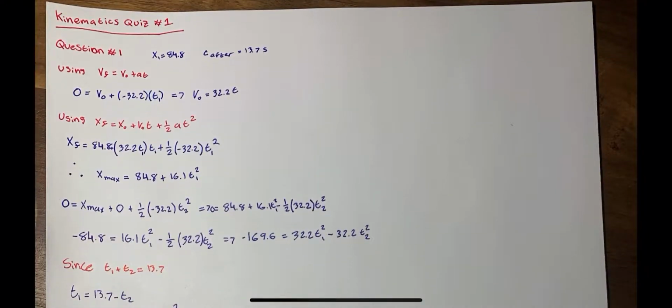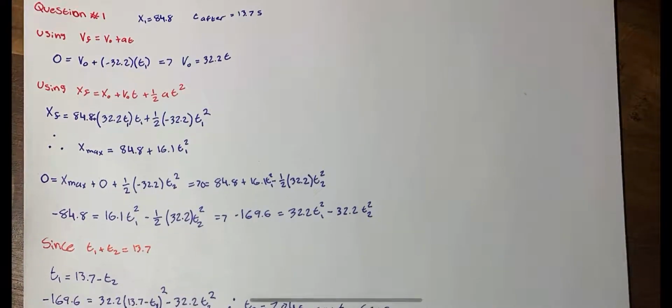Okay, so question 1 is asking: a rocket is launched upward. The height of the rocket was 84.8 feet at the end of the thrust portion of the flight. 13.7 seconds after that, the rocket fell freely to the ground. And we're asked what the speed of the rocket is at the end of the thrust flight.